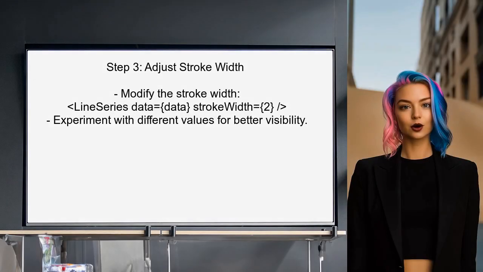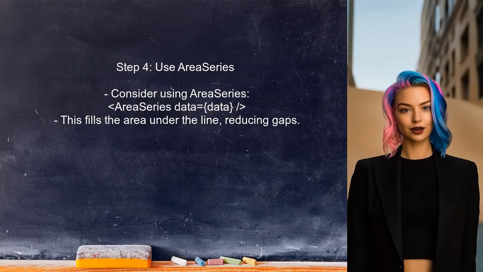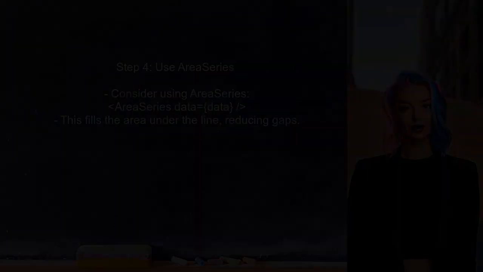The user may also want to adjust the stroke width of the lines. A thicker stroke can help minimize the appearance of gaps between the lines. Finally, if the issue persists, the user should consider using the area series component. This can fill the area under the line, effectively eliminating any visible gaps.